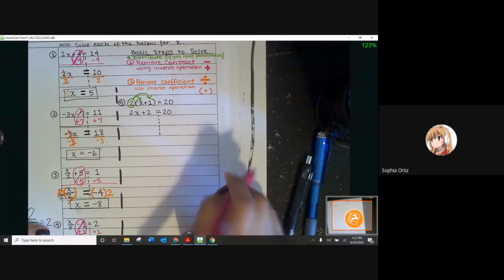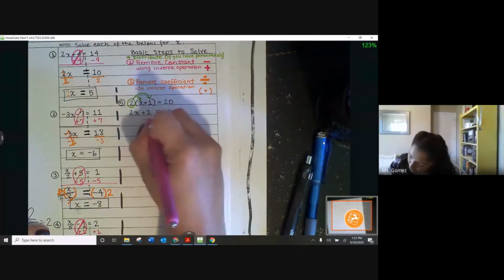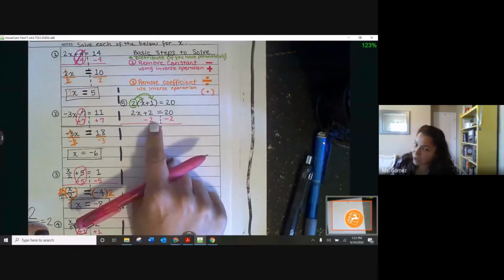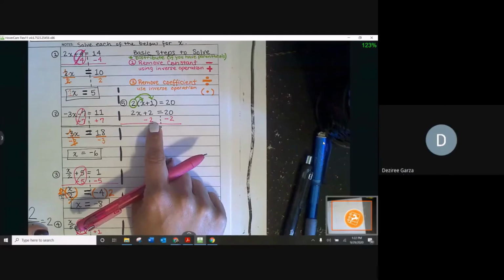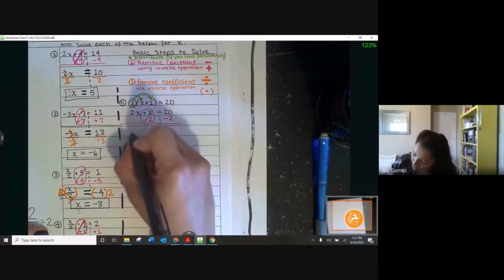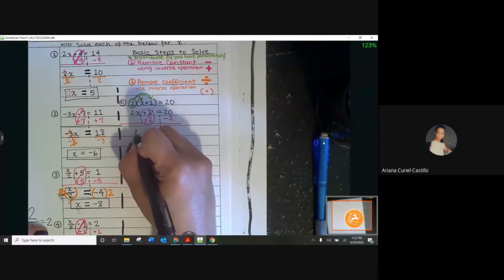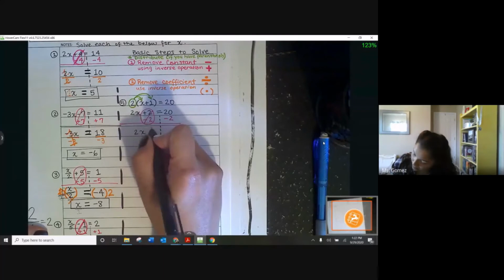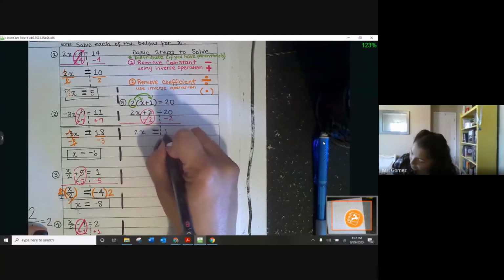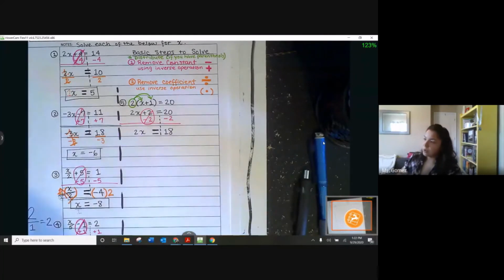Do you subtract the 2? Now I see, subtract 2 from both sides. And what's 2 minus 2? Say it correctly. 0. Awesome. Big fat 0. It eliminates. What am I left with? 2x equals 18. Orange step.